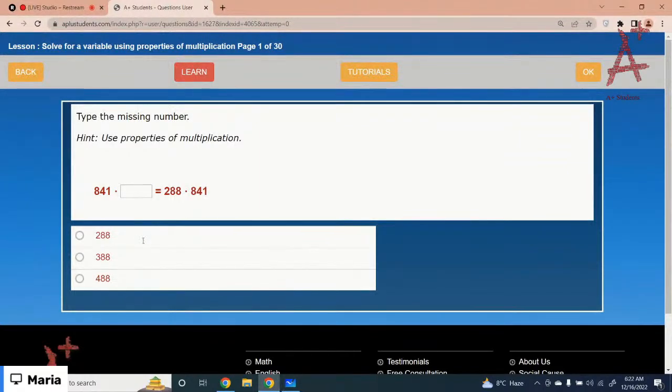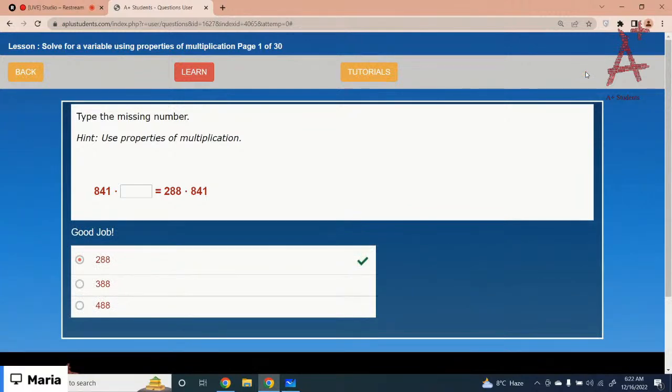So both sides are equal. That means the other missing number is 288. Got it? So here is the correct option. Just select the correct option, then click on the OK button.